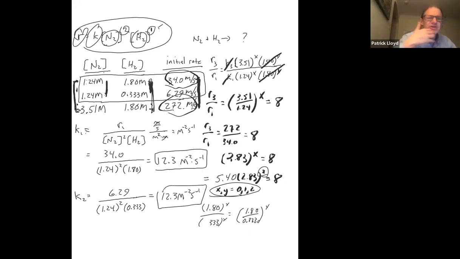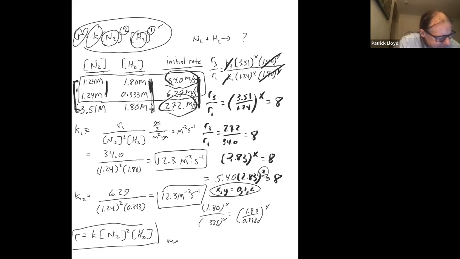Okay, so it looks like you get the same answer whether you do 1, 2, or 3, which makes sense. And there you go. So there's another example of what we call the rate law. Again, for this one, the rate law was R is equal to K times N2 squared times H2. This is often referred to as the method of initial rates. So if you're trying to look it up online, it's called the method of initial rates. And that is how you determine the rate law and the rate constant using this sort of data right here.